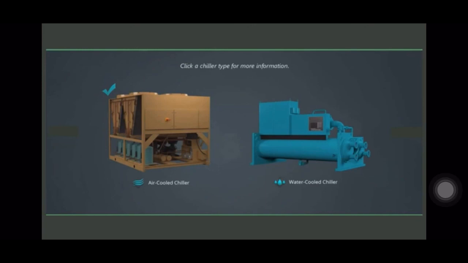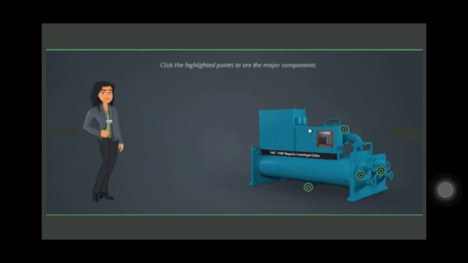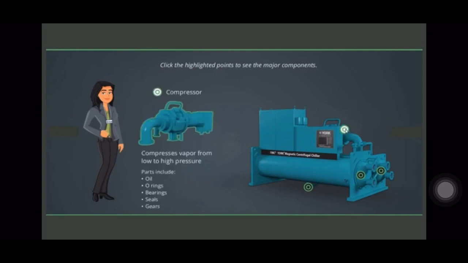Click a chiller type for more information. Click the highlighted points to see major components, an exploded view of it, if applicable, and a list of parts.